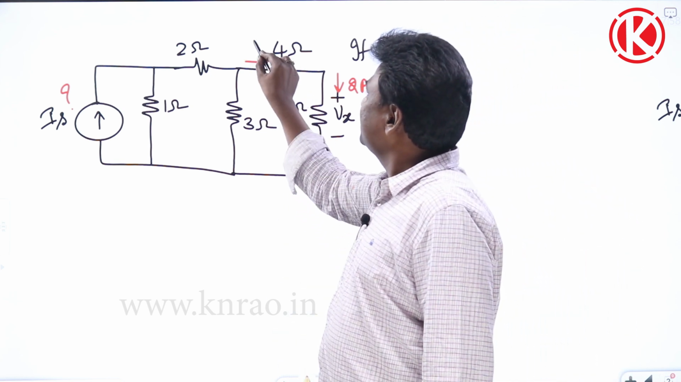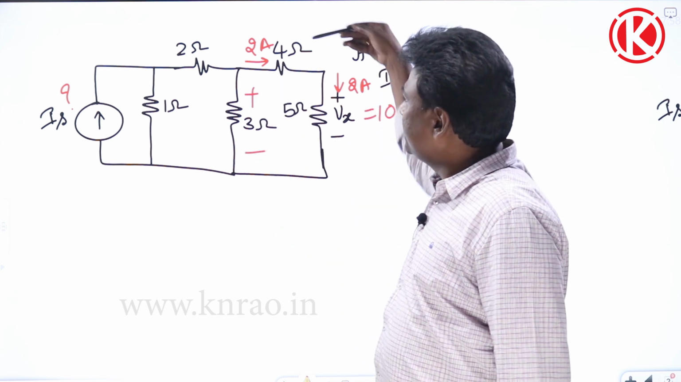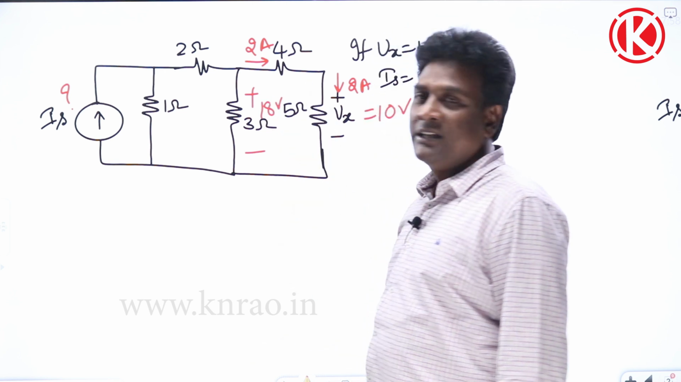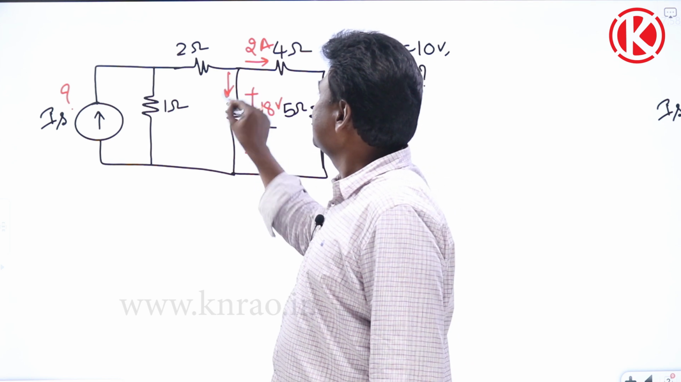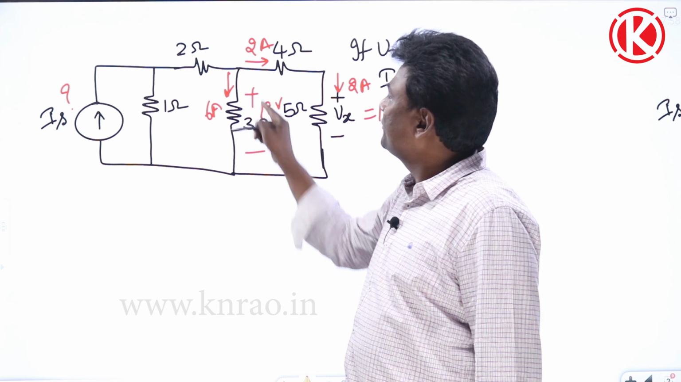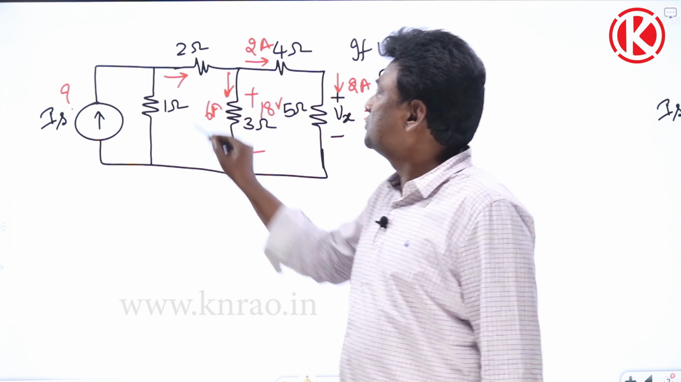If 2 amperes current is flowing through this, how much would be the voltage across this? 2 into 4 plus 5, 9, is going to be 18 volts. If 18 volts is across 3 ohms, how much current will flow? 6 amperes. And if you apply KCL here, how much current would flow through this? 6 plus 2, 8 amperes.